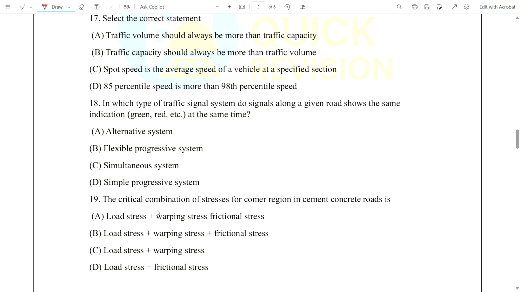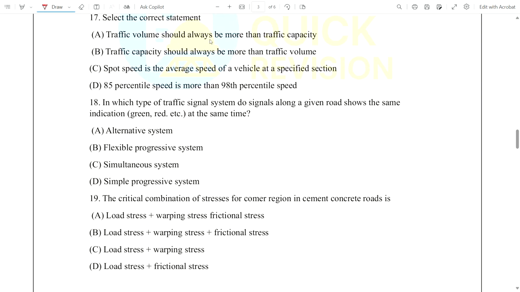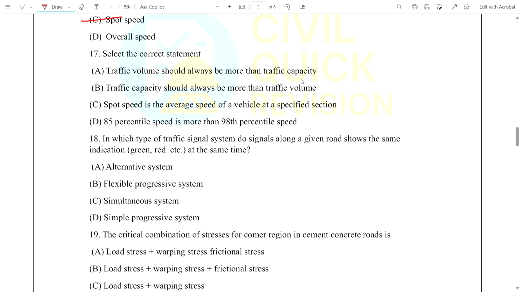Select the correct statement. Traffic volume should always be more than traffic capacity, or traffic capacity should always be more than traffic volume, or spot speed is the average speed of a vehicle at a specified section, or 85 percentile speed is more than 98 percentile speed. The answer will be here, traffic capacity should always be more than traffic volume.